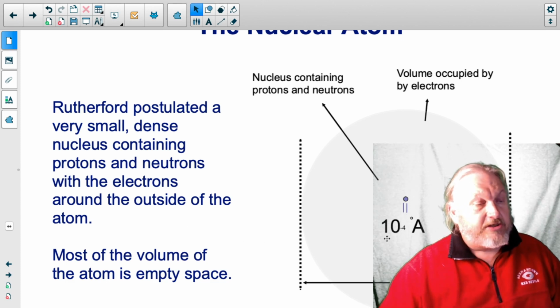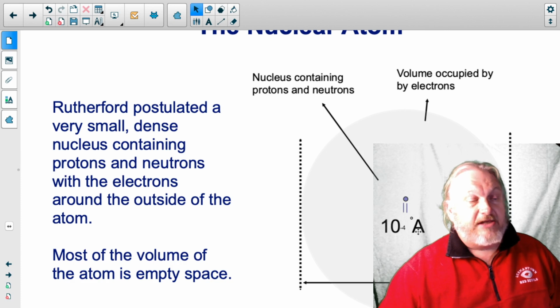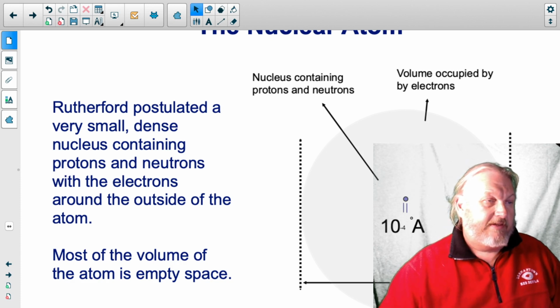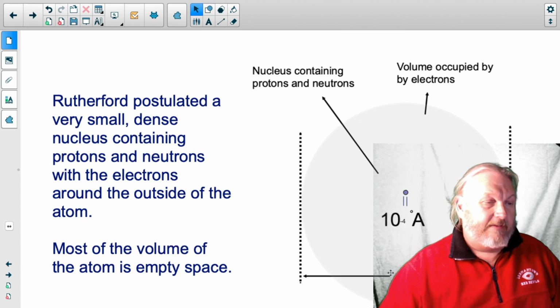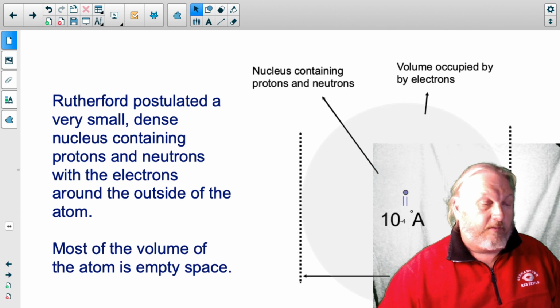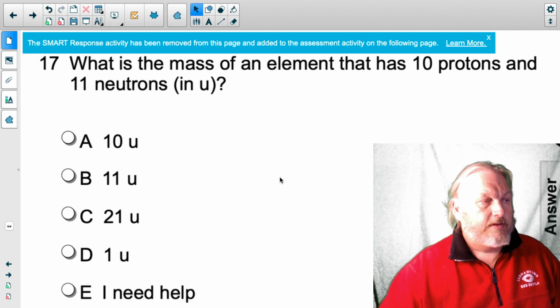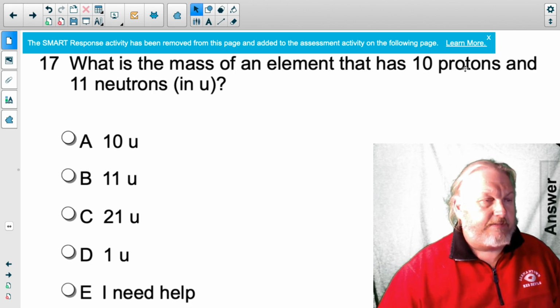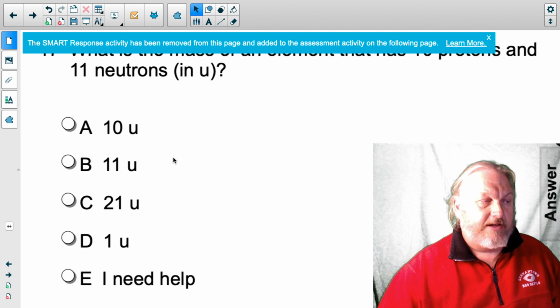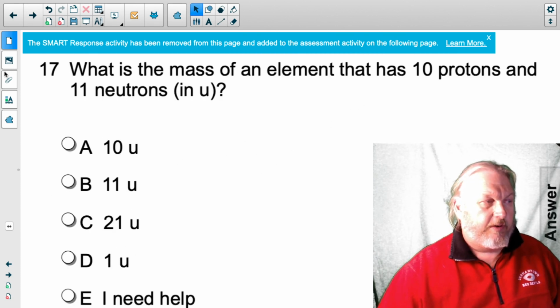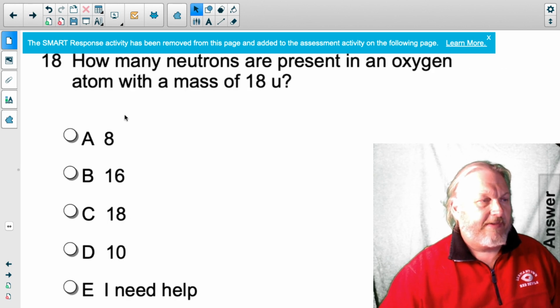So Rutherford postulated that there was a very small, dense nucleus that contains protons and neutrons, with the electrons around the outside of the atom, and that most of the volume is empty space. So if the nucleus was 10 to the minus fourth angstroms, which is a size unit, then the diameter of the whole atom would be 1 to 5 angstroms.